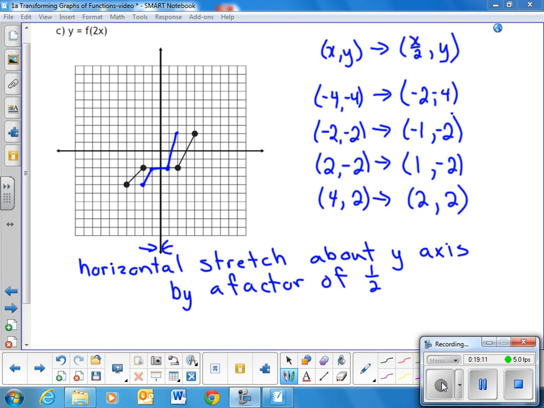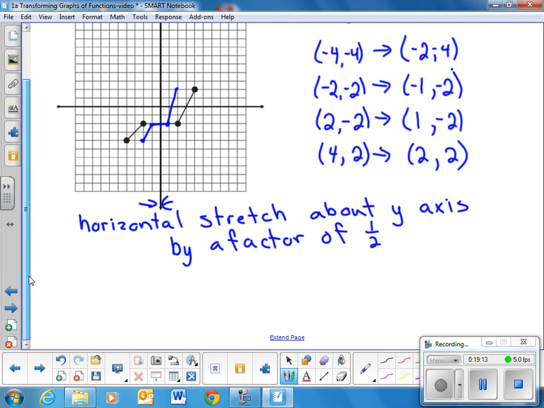I want to look at some additional information for this graph. So once again, let's talk about those invariant points. Invariant points are points that don't move after the transformation. Well, the only point on this graph that wouldn't move is the one that happens to be exactly on the y-axis. So our invariant point is the point (0, -2).